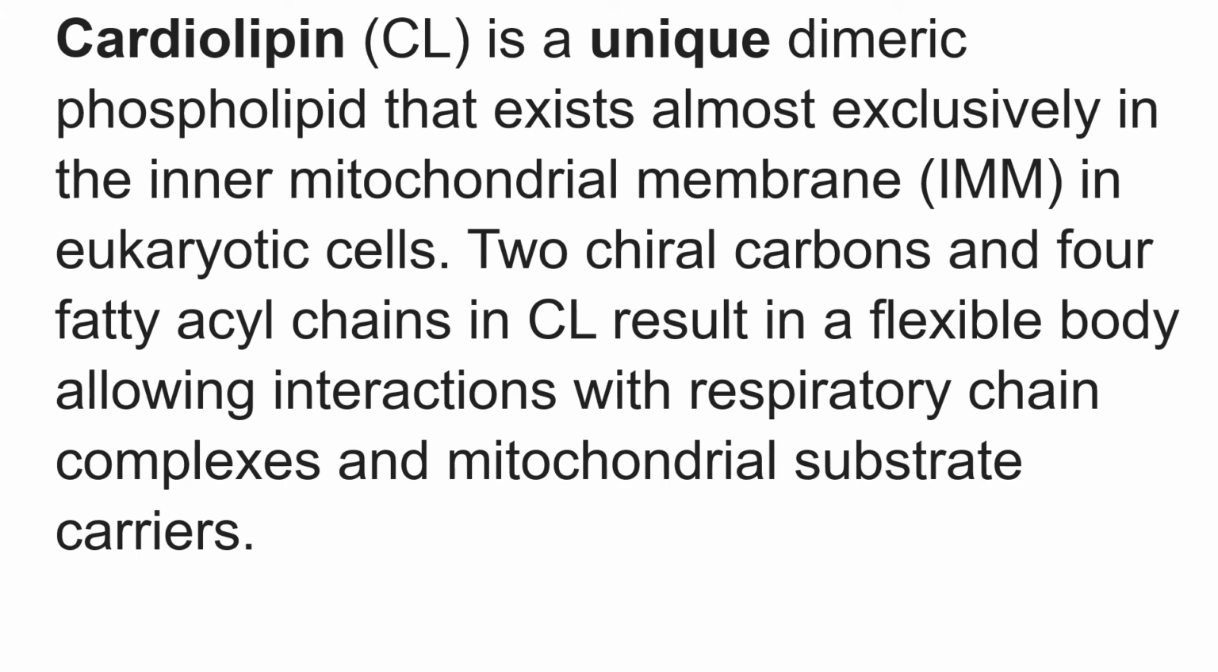We have been through the structure of cardiolipin, and as I told you, it is a dimeric phospholipid that exists exclusively in the inner mitochondrial membrane of the eukaryotic cell, and it has two chiral carbons, and if you recall, it has 4 fatty acids attached to the glycerol molecule, and it has 2 phosphate groups which make it a highly negatively charged molecule, and this enables this phospholipid to interact with the electron carriers in the respiratory chain, and those are the substrates which are present in the mitochondria for ATP production.